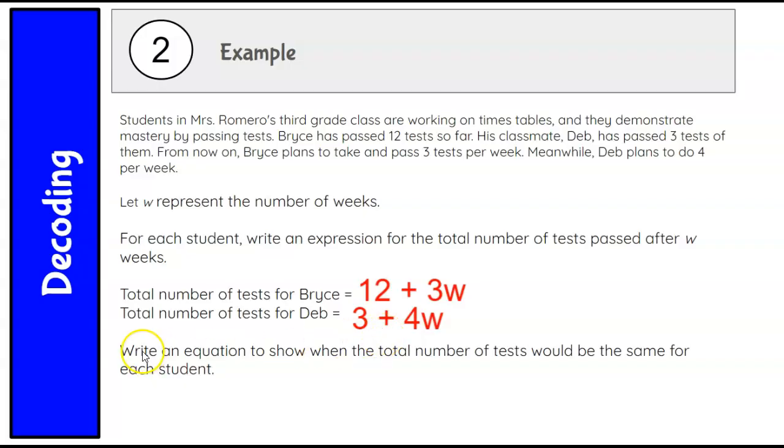Yes. Now it says to write an equation to show when the total number of tests would be the same for each student. So we want to know when these two things are equal. So the equation will be 12 plus 3W equals 3 plus 4W.